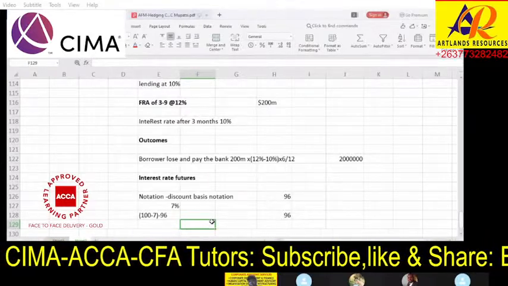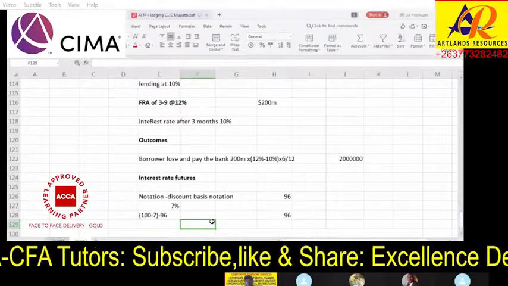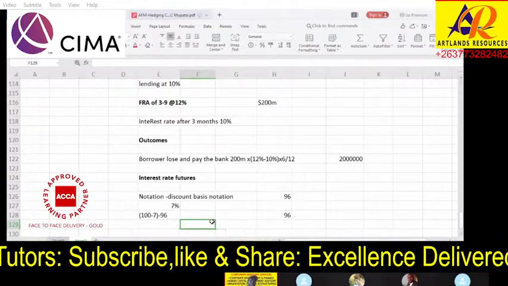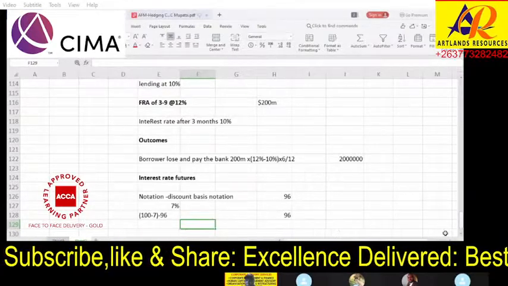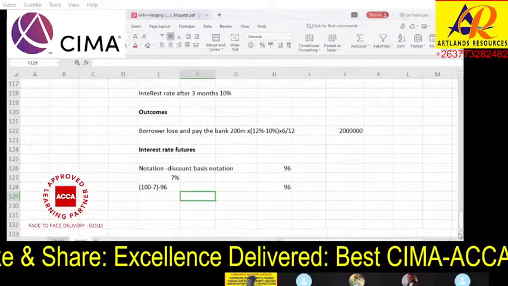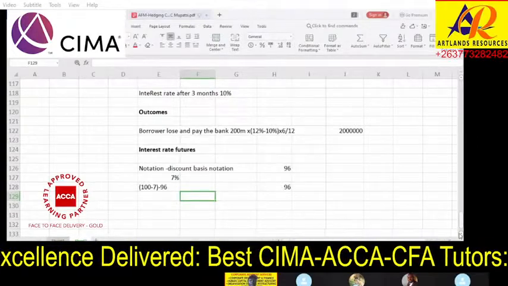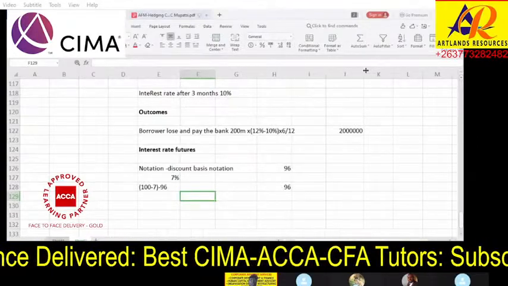So it's important for you to know that if we are saying discount basis, there is a need for care in the computations that you come up with. Normally, care should be taken to make sure whether they are given as interest rate or as discount basis, so that you compare them in equal terms.